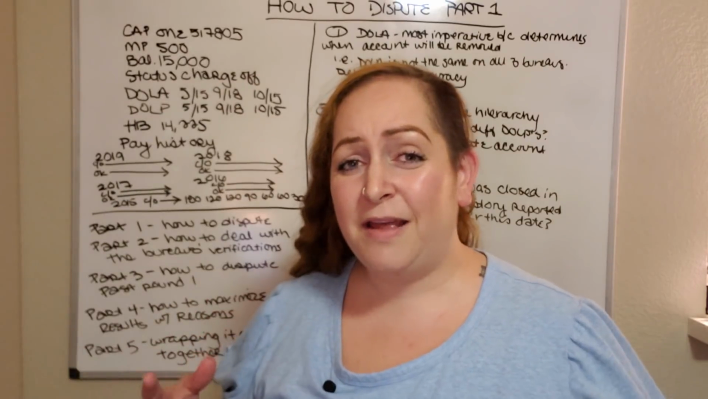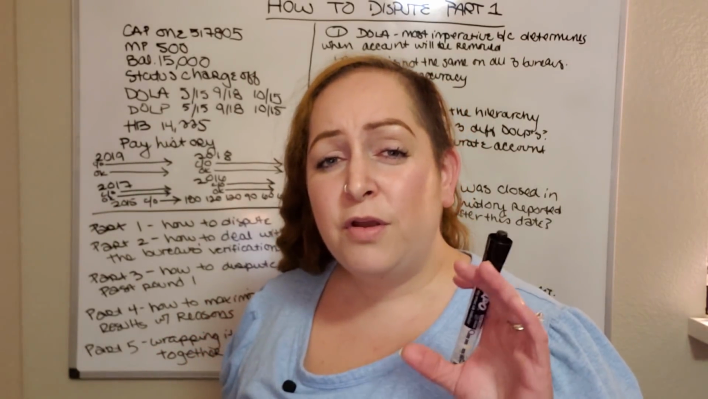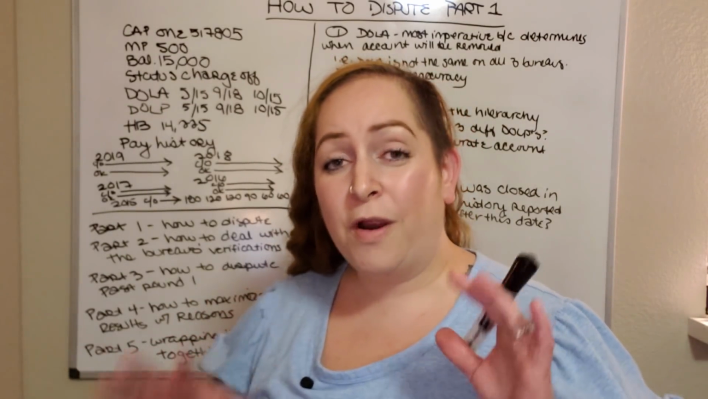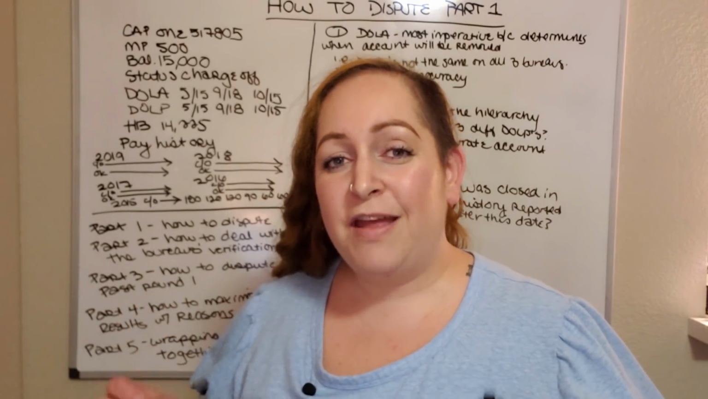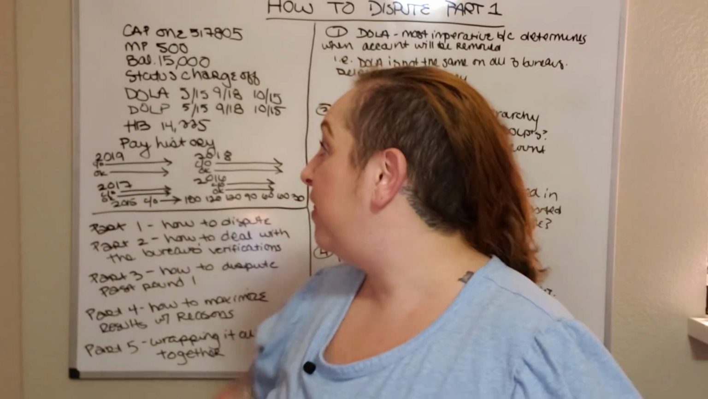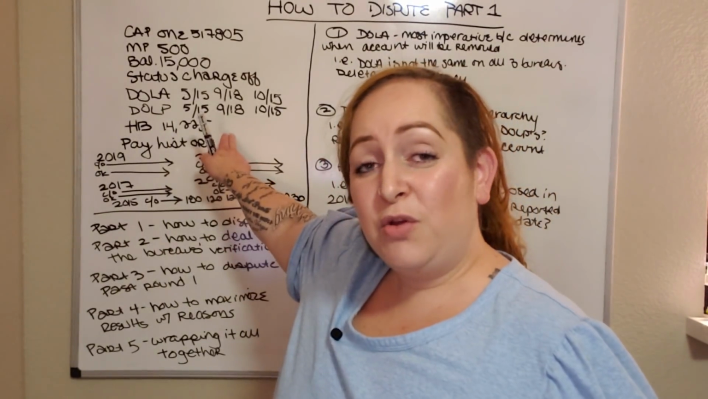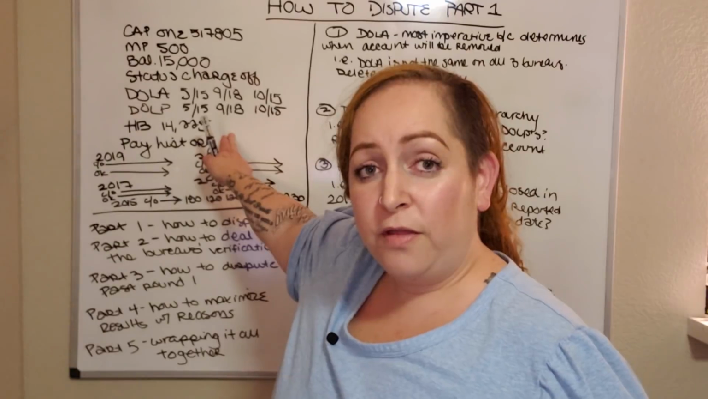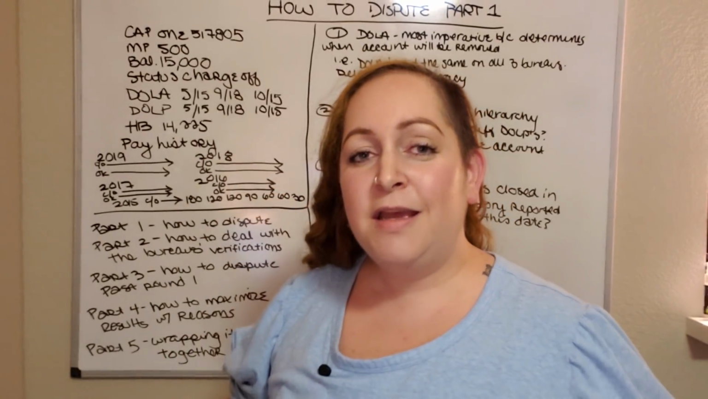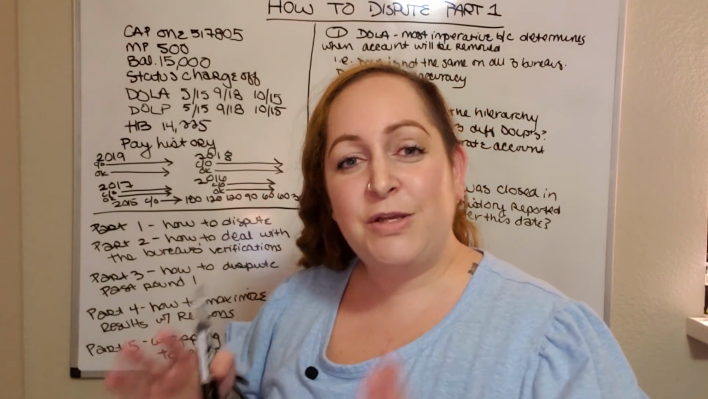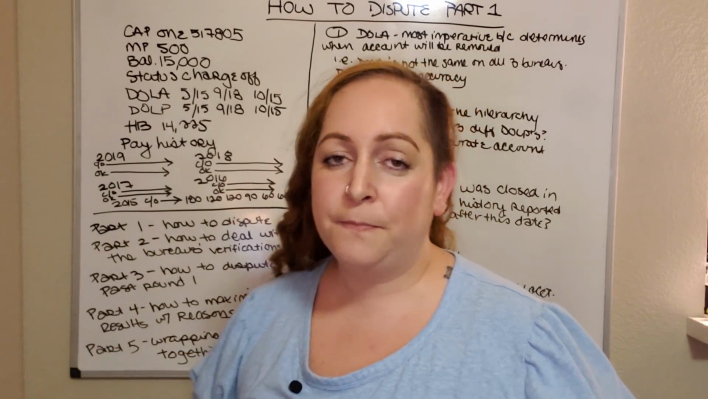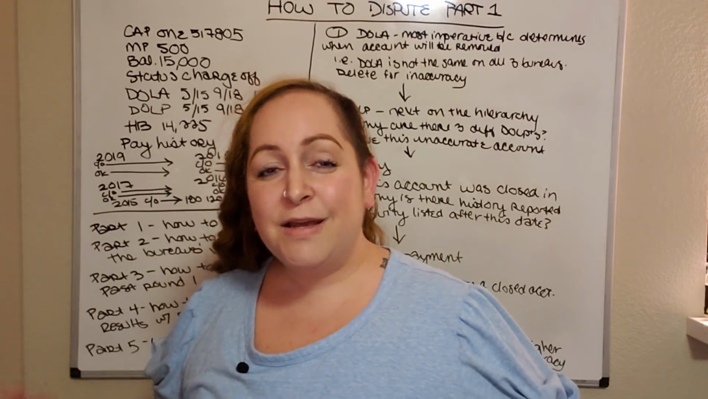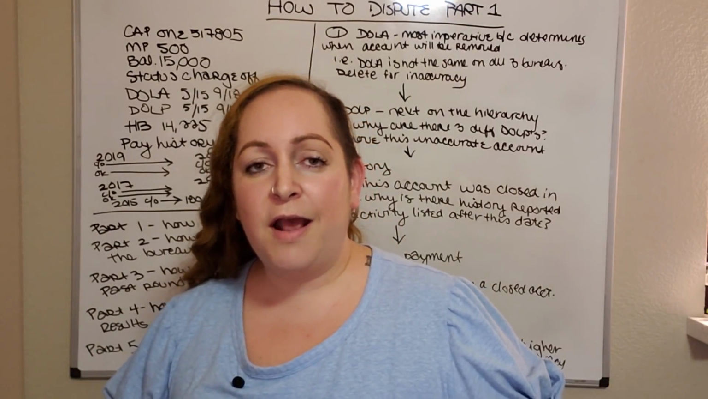So the point behind this is that wherever you are disputing from, wherever you are getting your credit report from, it needs to have the details. It needs to have this information so that you actually have something to work with. If it doesn't, don't bother. Wait until you can access another credit report that does provide this information. Okay, so that is video 1 for you on how to dispute.